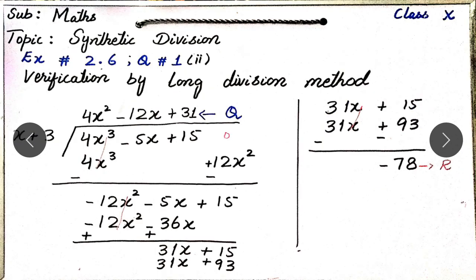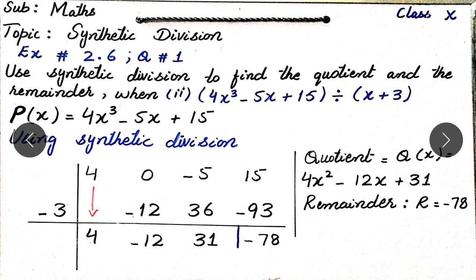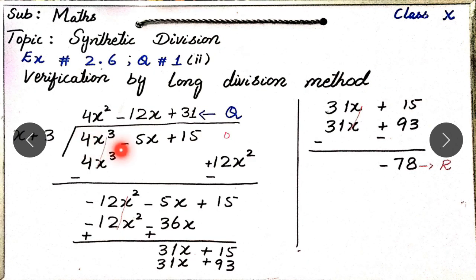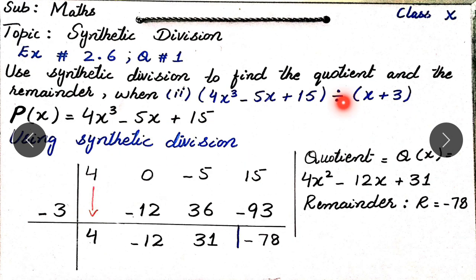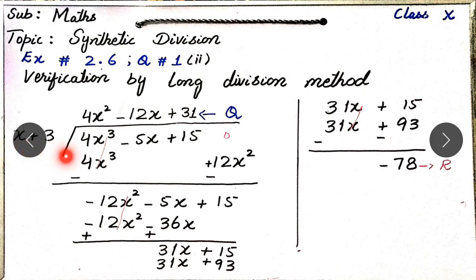You can see here that I have gone with verification for your understanding, that by long division you will get the same remainder and the same quotient. Your confusion will be cleared if you understand this long division method too. This is just done for the verification. This is the polynomial I have written inside, and x plus 3 is the divisor, so it is written here. If you are good in the long division method, you can easily do it.